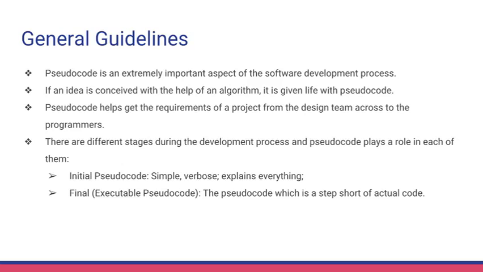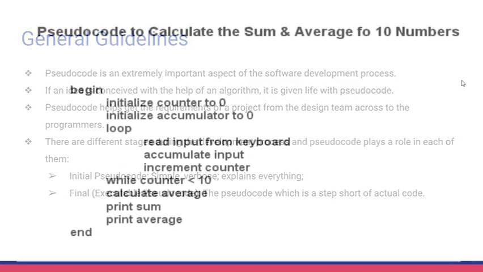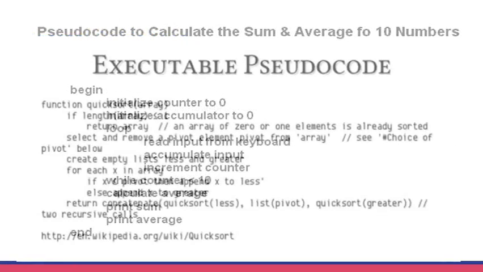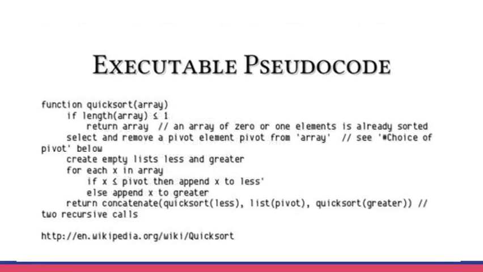We have initial pseudocode, which is simple, verbose. It explains everything. We also will have a final executable pseudocode. This pseudocode is usually one step short of actual code. This is an example of a simple pseudocode to calculate the sum and average for 10 numbers. This is an example of an executable pseudocode which is implementing the quicksort functionality.